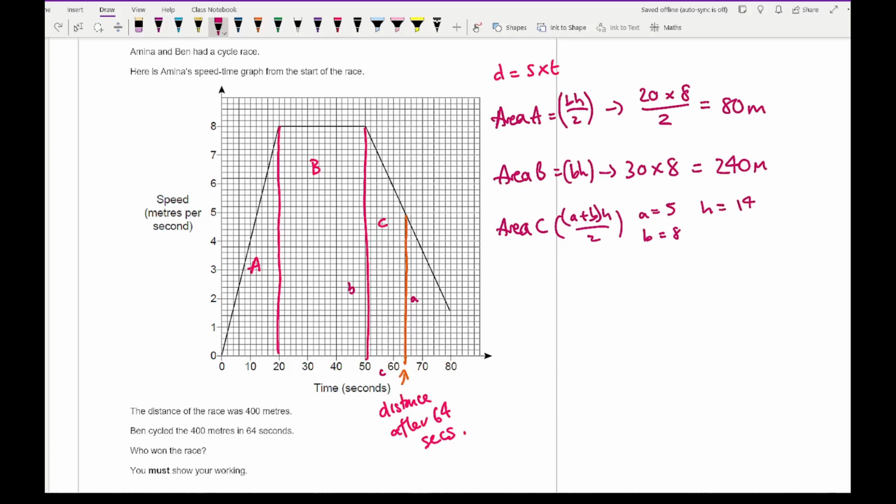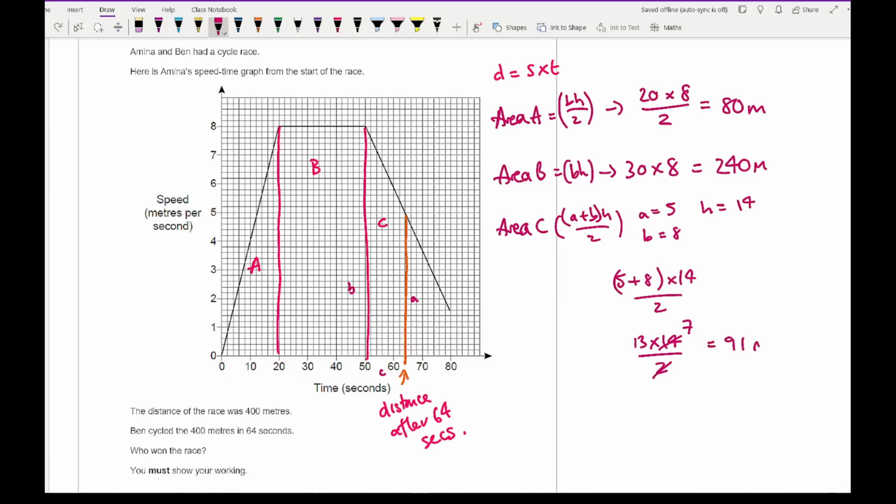So typing that all in, we get 5 plus 8 times 14 divided by 2. So 8 plus 5 is 13. So it's 13 times 14 divided by 2. We can cancel them down, so that becomes 7. So 13 times 7 gives me an answer of 91.